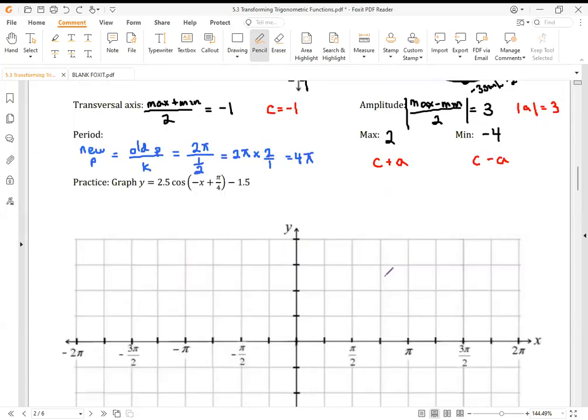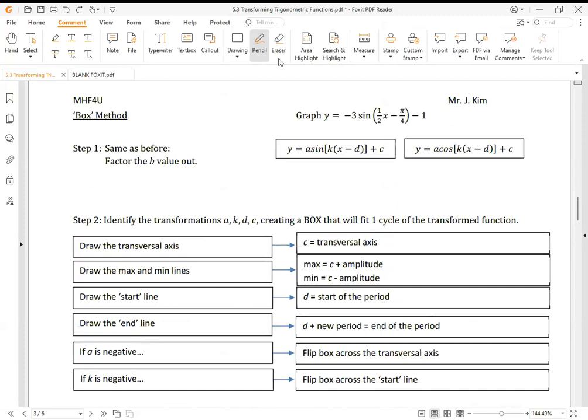It starts off with the midline. So, box method, let me rewrite this once again. And you could look at this as instructionals, but I think it might be easier to see it in action. -3 sine 1/2 x minus pi over 2 minus 1.